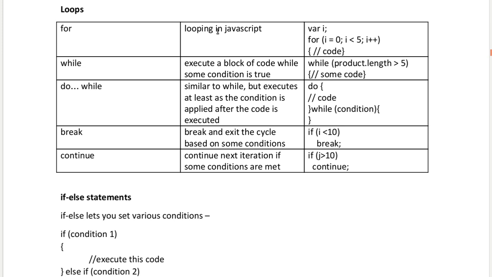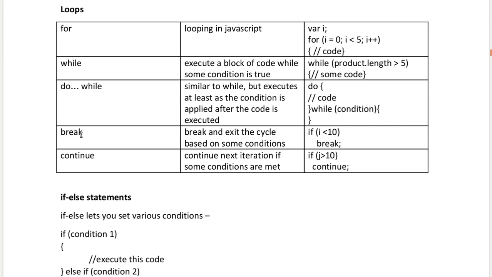Loops. Looping in JavaScript: for, var i, for i equal to 0, i less than 5, i plus plus. While, execute a block of code while some condition is true, while counter length 5, some code. Do while, similar to while but executes at least once as the condition is applied after the code is executed, do code while condition.